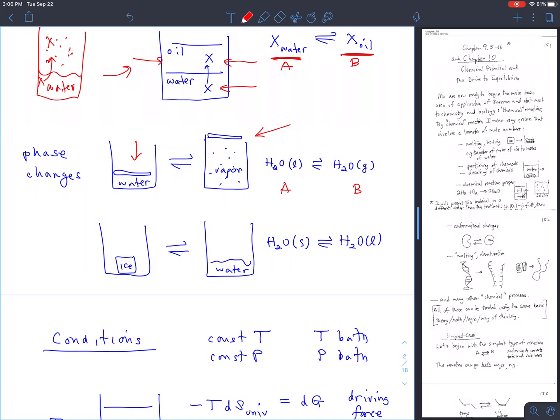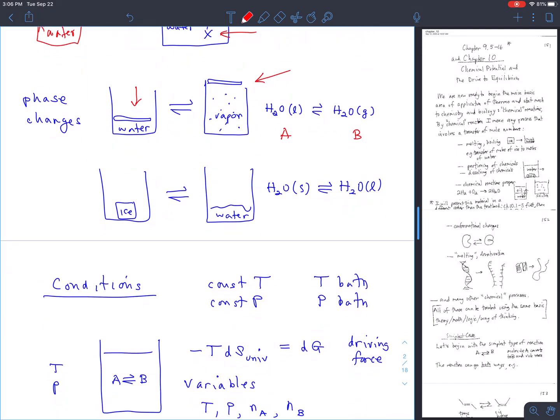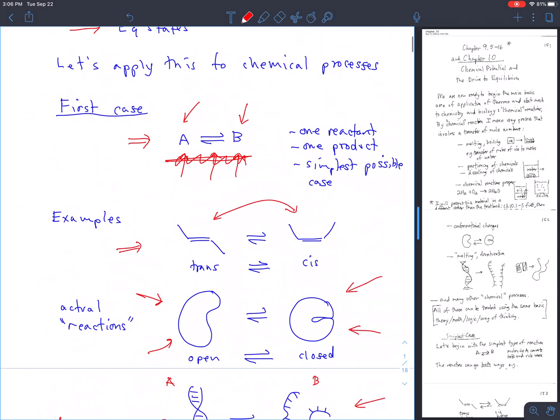And so the liquid water would play the role of A, and the gaseous water would play the role of B. And so that also falls under this type of chemical reaction. And here's, of course, another phase transition going from ice to water. So the solid, the ice, is the A, and the liquid in this case would be the B, and so on. So this very simple chemical reaction actually covers a very wide variety of cases.